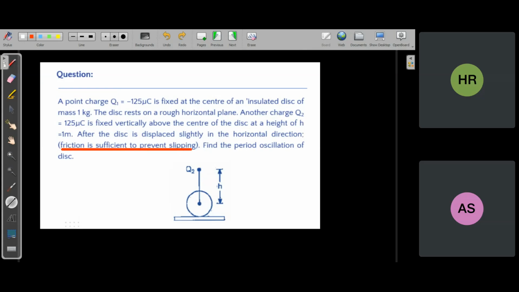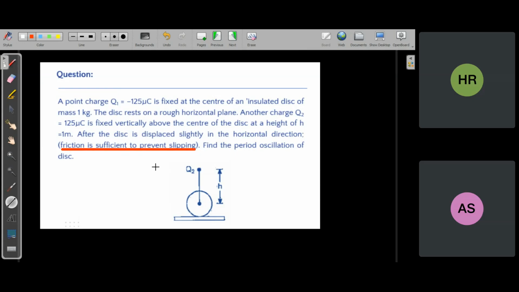When you release it, friction is sufficient to prevent slipping. Here you have to understand that slipping is not there, so friction will be there, but friction will not do any work because the point of contact will be at rest. So the non-conservative force is not doing any work, so the mechanical energy of the system will also be conserved. So you can write the equation of mechanical energy after giving it a slight displacement x. You release it, and suppose it starts moving with velocity v, the center of mass moving with velocity v, and the disk rolling about the center of mass with angular velocity omega. Because it is pure rolling, v is equal to r omega.